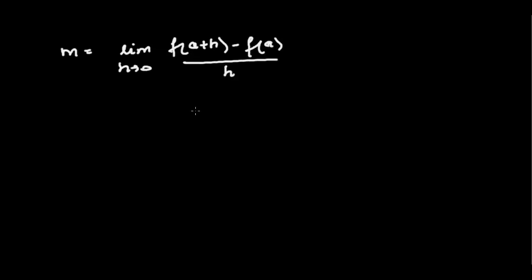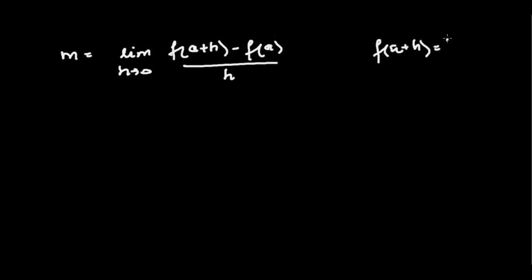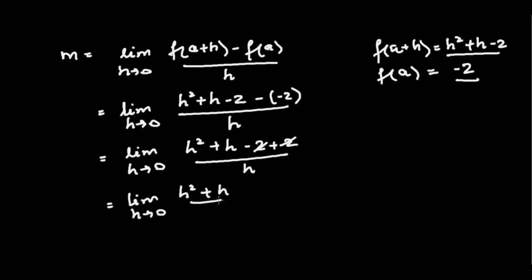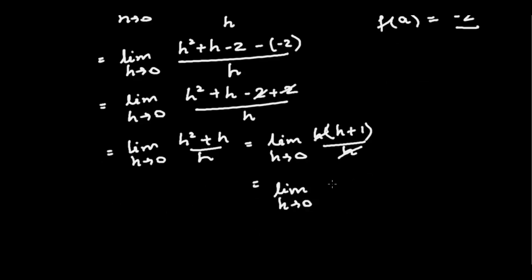As we know, slope is equal to limit h approaches 0 for f of a plus h minus f of a over h, and we have got f of a plus h as h squared plus h minus 2 and f of a as minus 2. We would substitute these into the formula. So this would give us limit h approaches 0, h squared plus h minus 2, negative and negative gives us a plus 2, over h. We can cancel this out, and we would be finally left with limit h approaches 0, h squared plus h over h. To simplify it further, we can factor h out of this. This is what we get after factoring h out of the numerator. We can cancel this and this out.